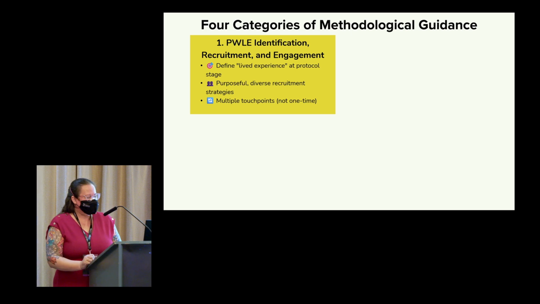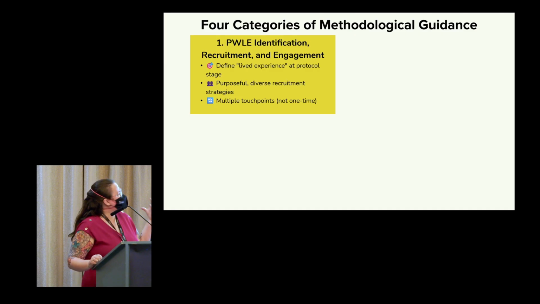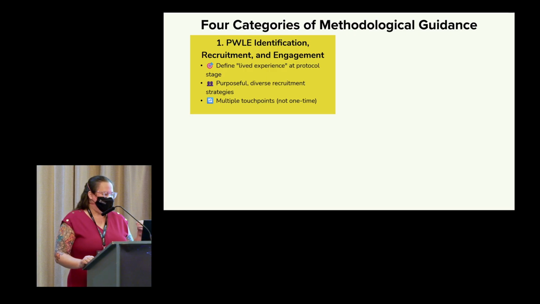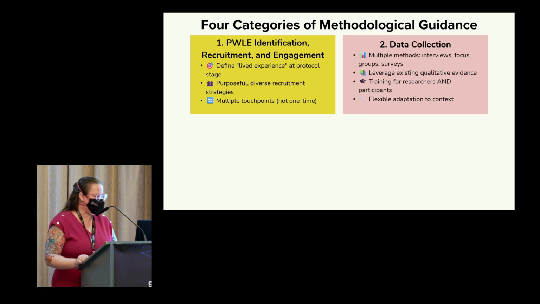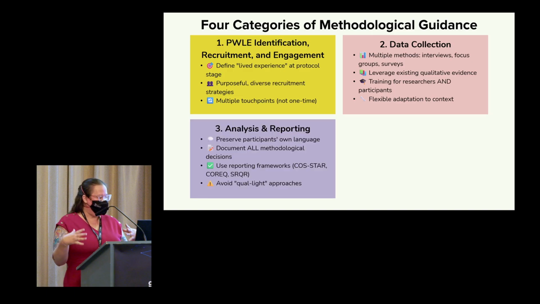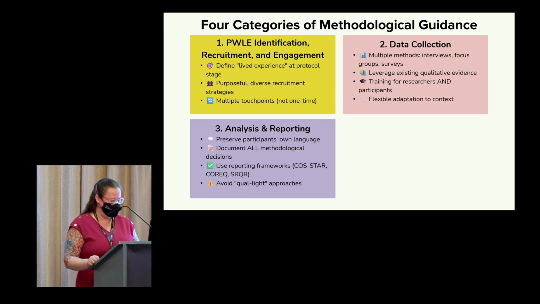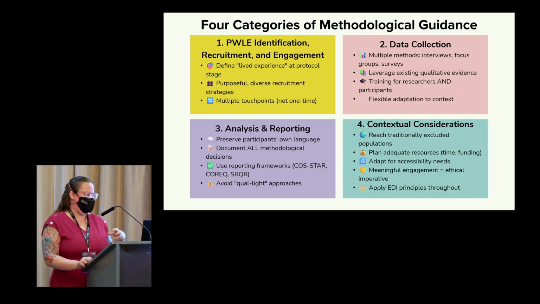So 4 main categories were identified, the first being people with lived experience identification, recruitment, and engagement. So this is essentially defining lived experience at the protocol, pushing for purposeful, diverse recruitment strategies, multiple touch points throughout the core outcome set process. And then the second section being data collection, multiple methods, interviews, focus groups, surveys, leveraging existing qualitative evidence. Analysis and reporting. A big one here was using existing reporting frameworks. They're there for people to use, so there's no reason to reinvent the wheel.